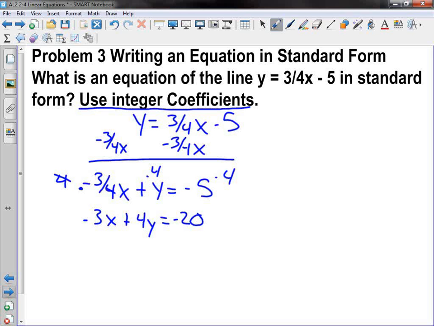Is that in standard form? Yes. Does it have integer coefficients? Yes. Yeah. They're all positive and negative whole numbers, right? Yes. All right, we're done. That's it. Okay?